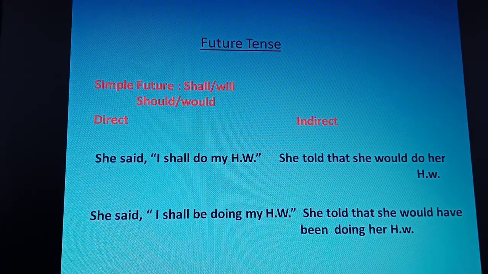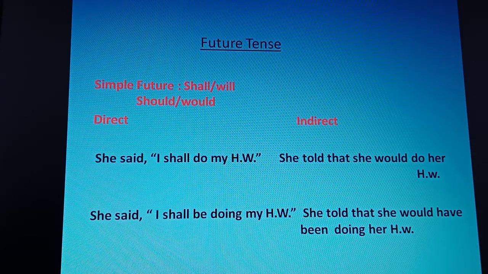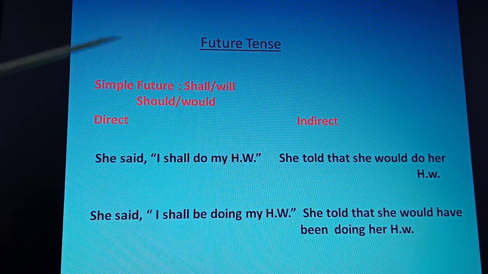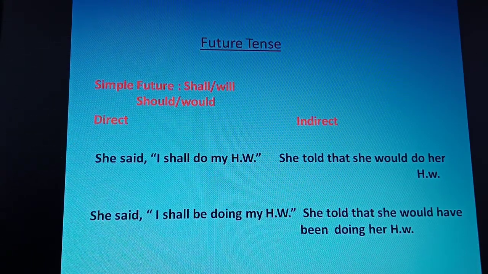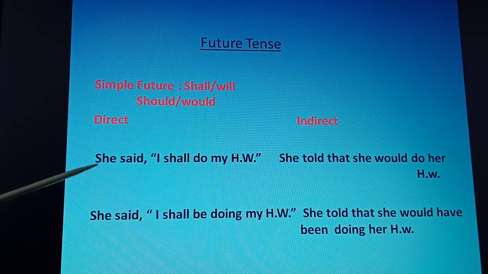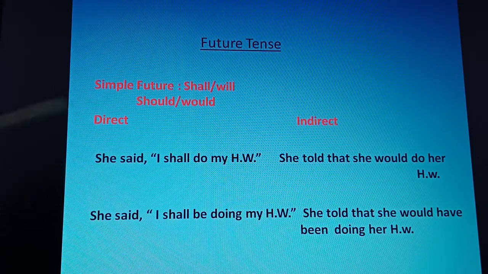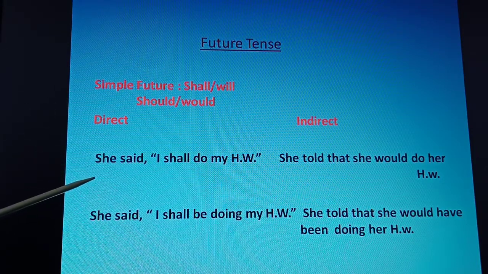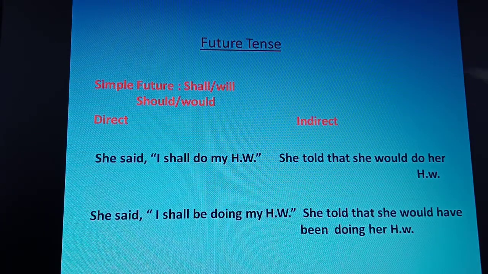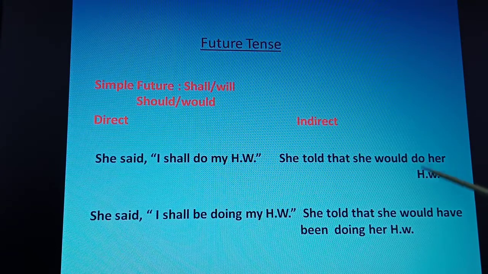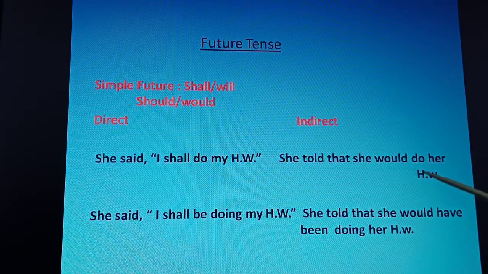In the future tense, you see, shall and will are used to identify the future tense, yes or no? Shall or will. Now, shall or will change into should or would. She said, I shall do my homework. Simple future tense, okay? Indirect speech would be, she told that she would do her homework.